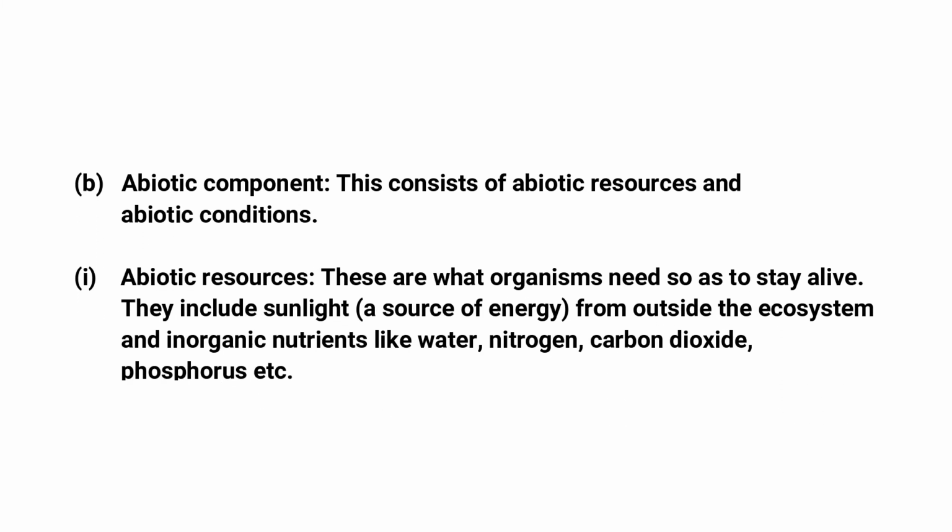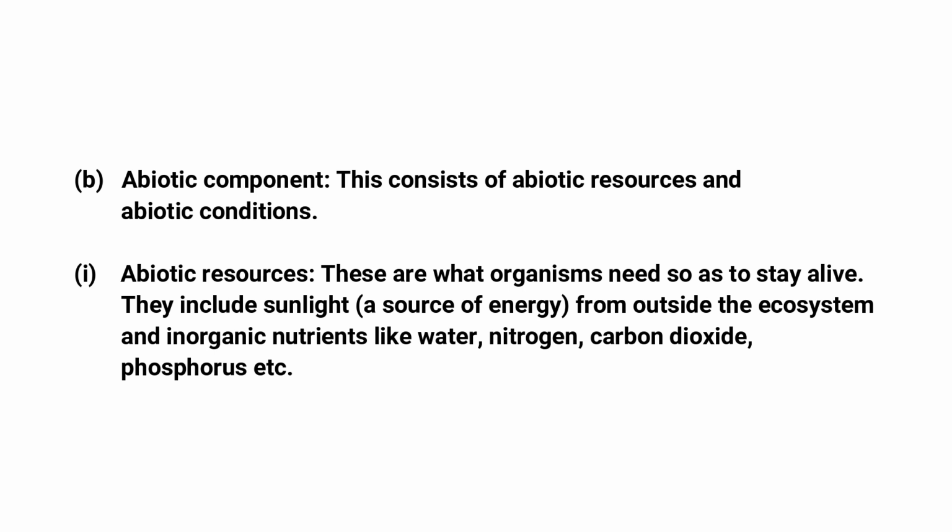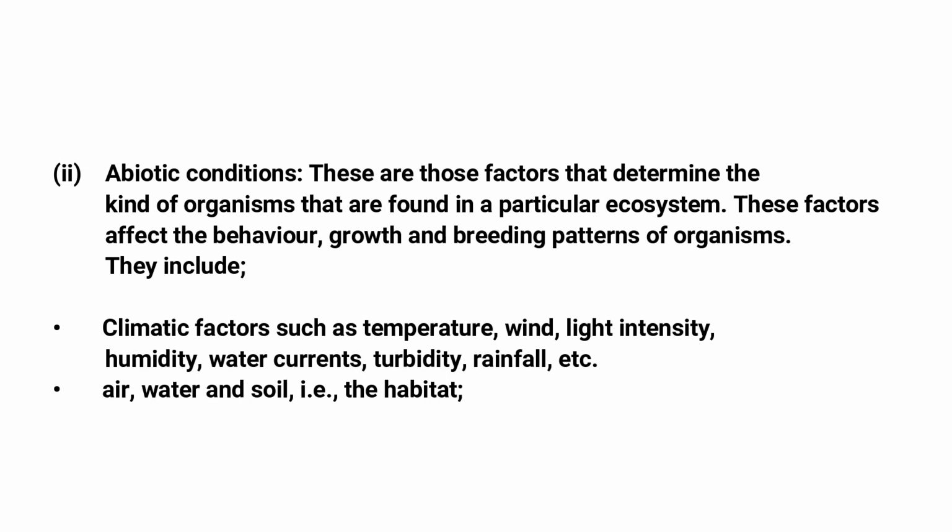2. The abiotic component. This consists of abiotic resources and abiotic conditions. Abiotic resources are what organisms need to stay alive. They include sunlight, a source of energy from outside of the ecosystem, and inorganic nutrients like water, nitrogen, carbon dioxide, phosphorus, etc. Abiotic conditions are those factors that determine the kind of organisms that are found in a particular ecosystem. These factors affect the behavior, the growth, and the breeding patterns of organisms. They include climatic factors such as temperature, wind, light intensity, humidity, water current, turbidity, rainfall, and so forth. Air, water, and soil, that is the habitat.